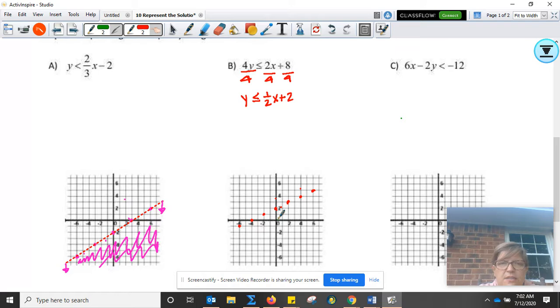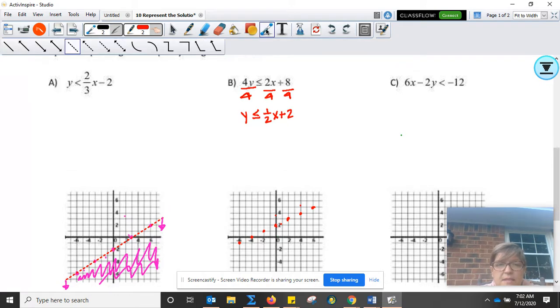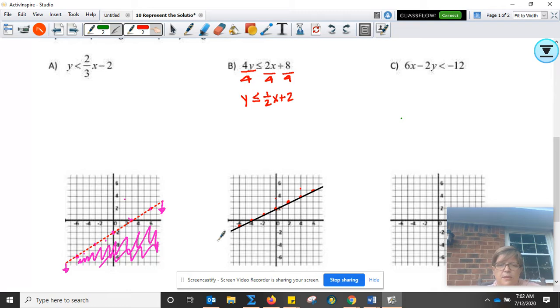Is it a solid or is it a dotted line? Since it's less than or equal to, it's a solid line. So I'm just going to create my solid line right here. All right, and it tells us to shade below. So I'm going to draw my little arrows. Less than, less than, so it's going to be shaded down here. In this case, since it's a solid line, all the points on that line also will work for the solution. That's a pretty neat little thing to know.